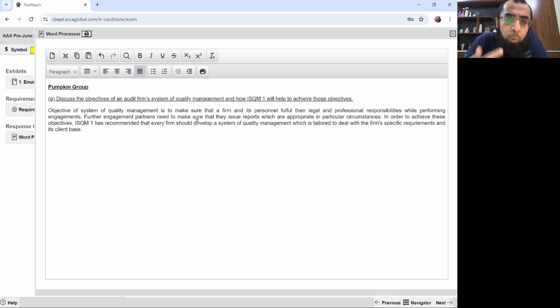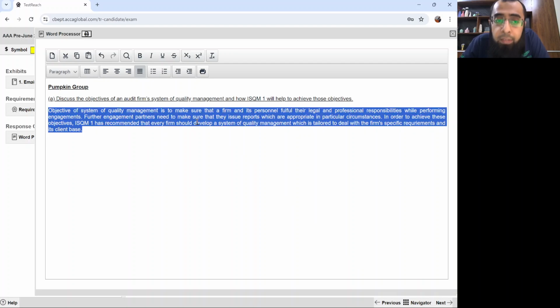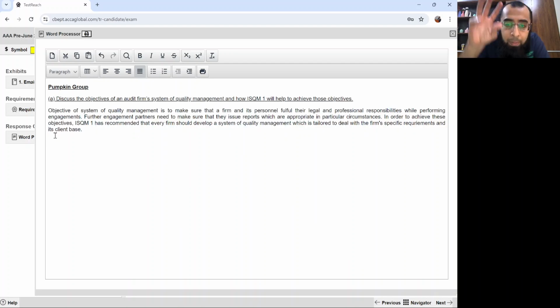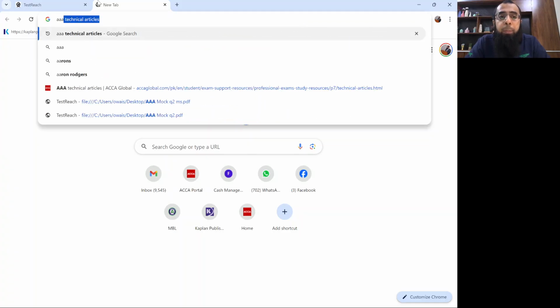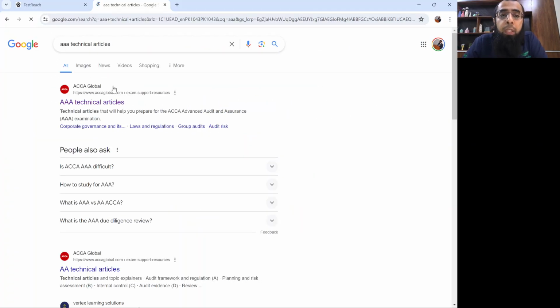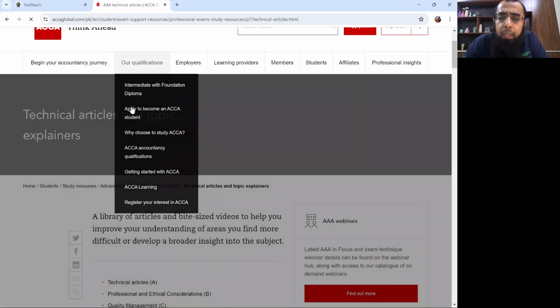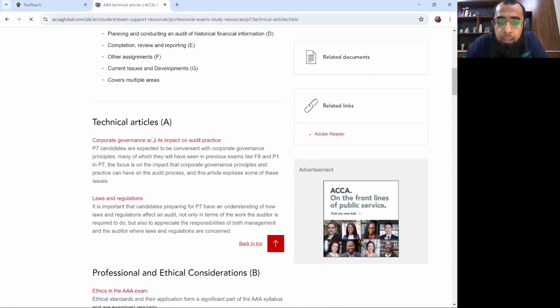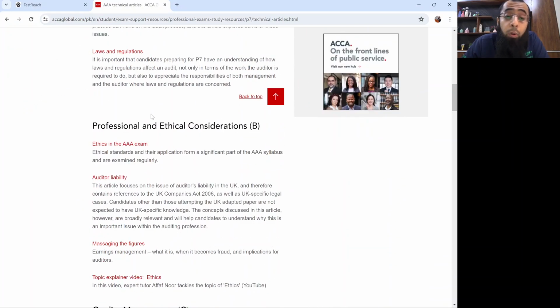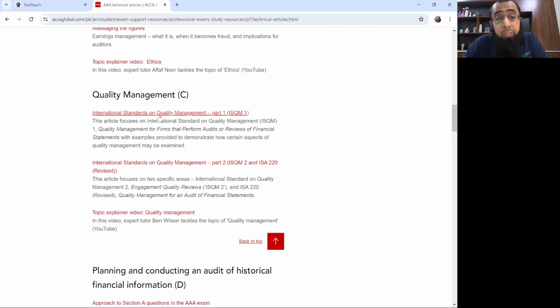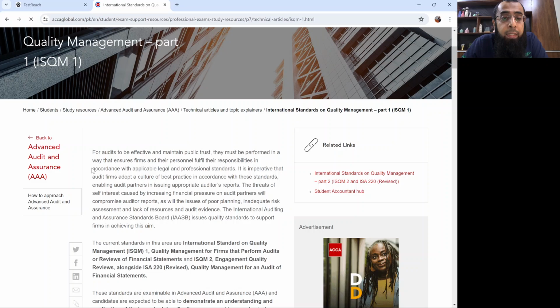See, what you need to understand is that while I'm writing this answer, I'm summarizing the objectives and the targets of ISQM1. And if you have forgotten these, you just need to go to the ACCA Global website and go to AAA Technical Articles. Okay, just giving you a guidance. You can go to AAA Technical Articles. Here are all of the articles, and you all know that in my lectures I have covered each and every article. This is ISQM1. You click here, and here you go.